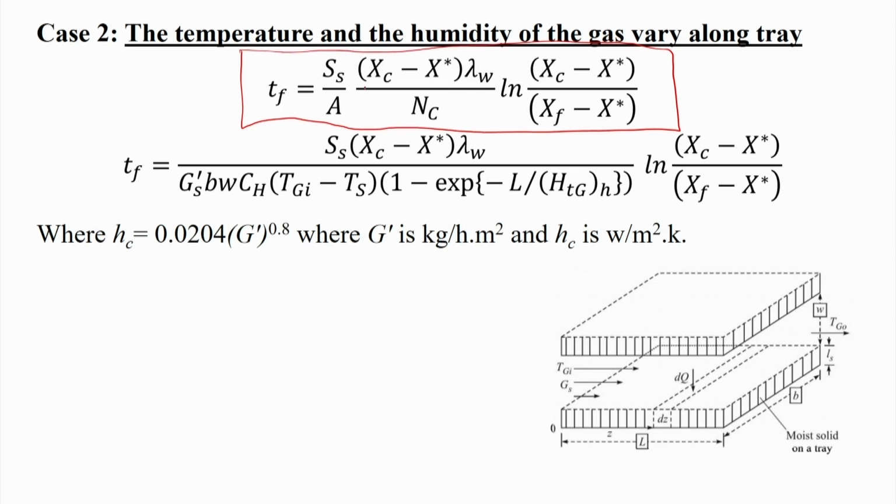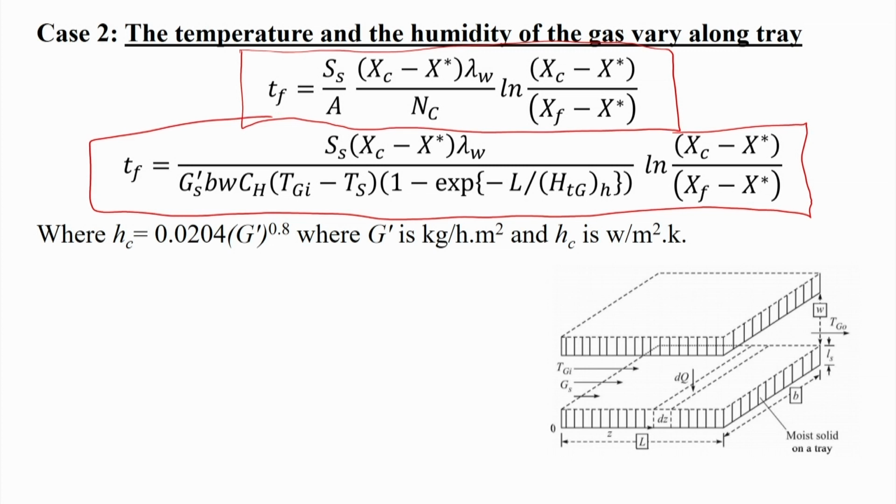Tf is equal to Ss by A into (Xc minus X star), where X star is the equilibrium moisture content at the end, into lambda W by Nc into ln of (Xc minus X star) by (Xf minus X star). By putting this Nc, we will get this formula for the time for the falling rate period.